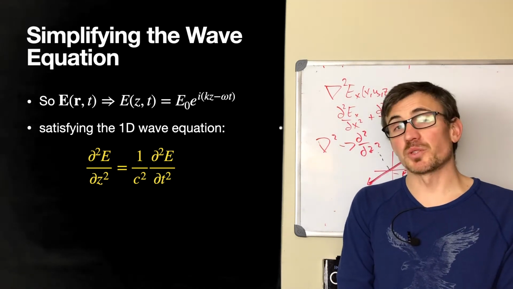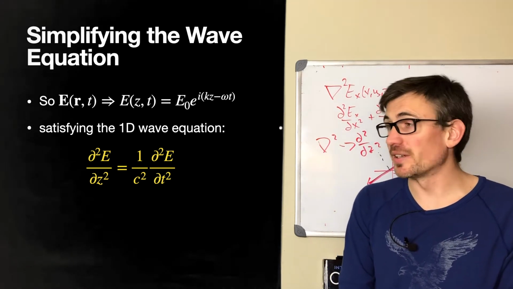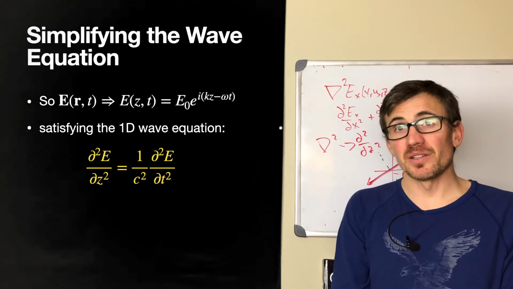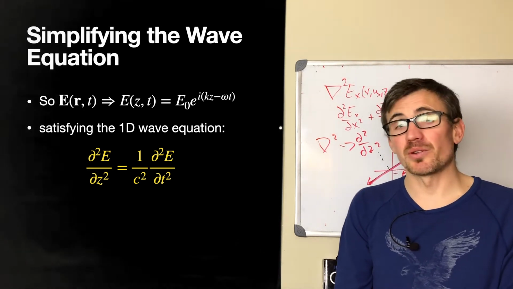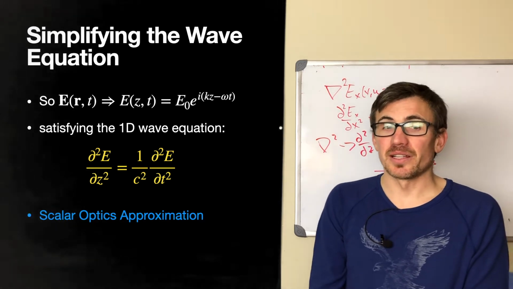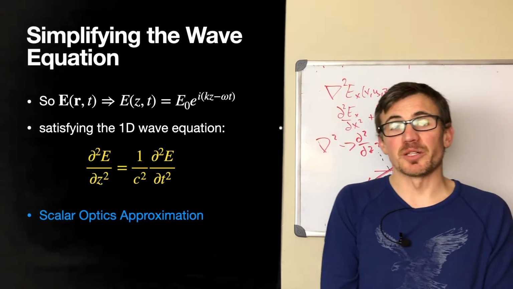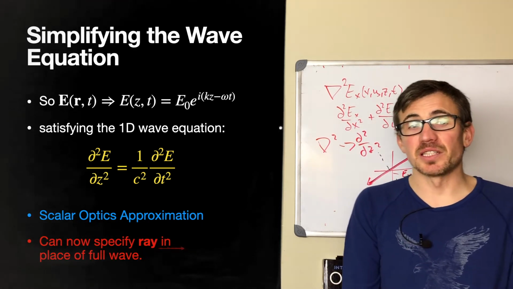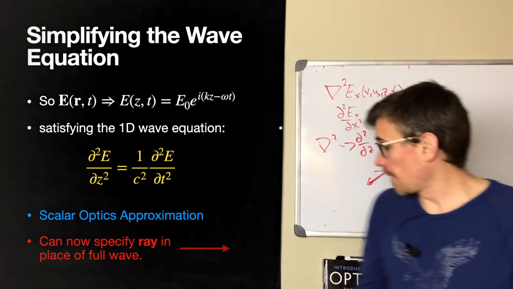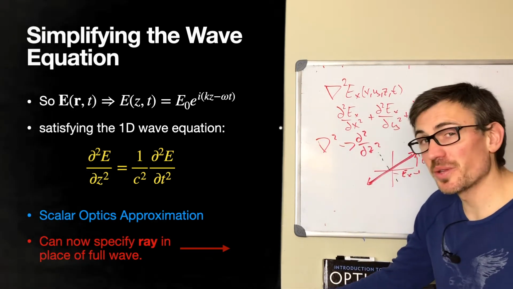And what we have here is what's known as the scalar optics approximation. We've replaced our vector field, with a three-dimensional wave equation, with a scalar field that satisfies the one-dimensional wave equation, and things are looking good. All right, that's the scalar optics approximation. So we can now replace our complicated field with a single line. This is great. Okay, there's a bit of an issue that comes up.